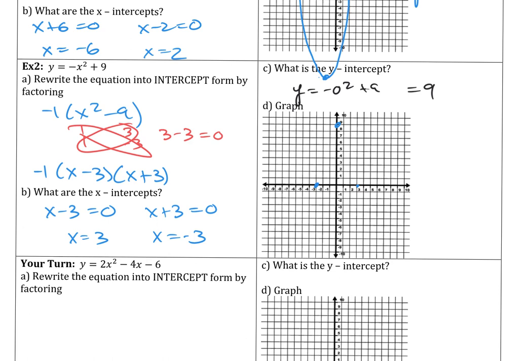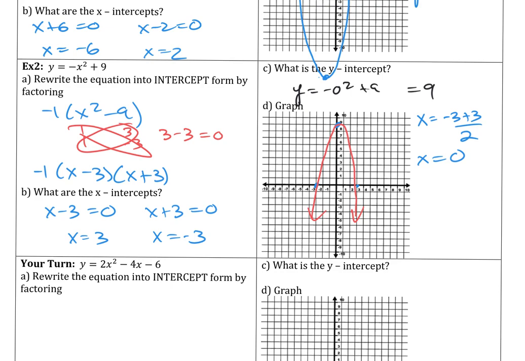To find that vertex, we're going to find the middle value between our x-intercepts. So we have x is equal to negative 3 plus 3 over 2, which gets us x is equal to 0. And conveniently, when x is equal to 0, we already know y is equal to 9. So in this case, our y-intercept is our vertex, which means we don't have to do any additional work. We can just go ahead and sketch our graph. We're going to go through our points, and that would be our parabola.